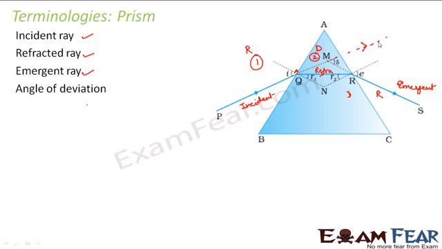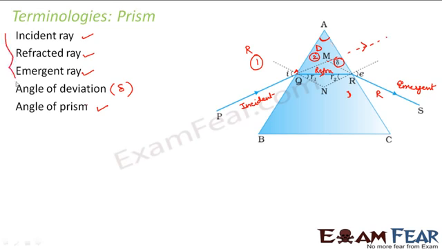So instead of this direction, the ray got deviated to this direction because of the presence of this prism. The angle formed by this emergent ray with the incident ray is known as the angle of deviation, and it is generally denoted by delta. There is also something called the angle of prism. The angle of prism is this angle.